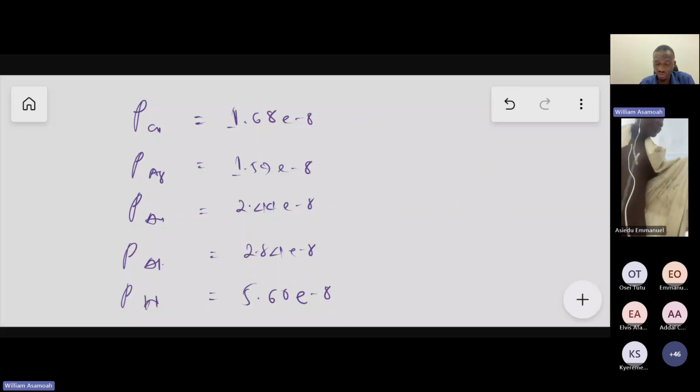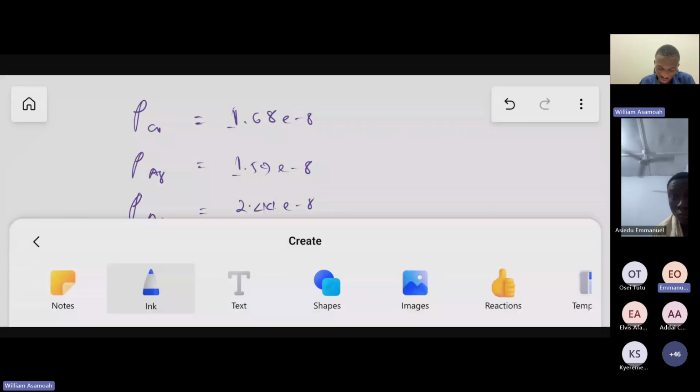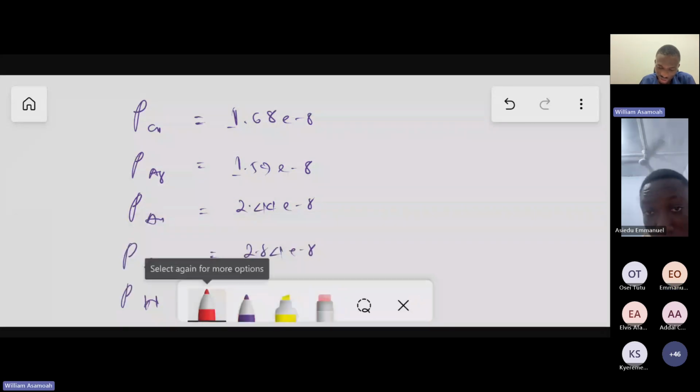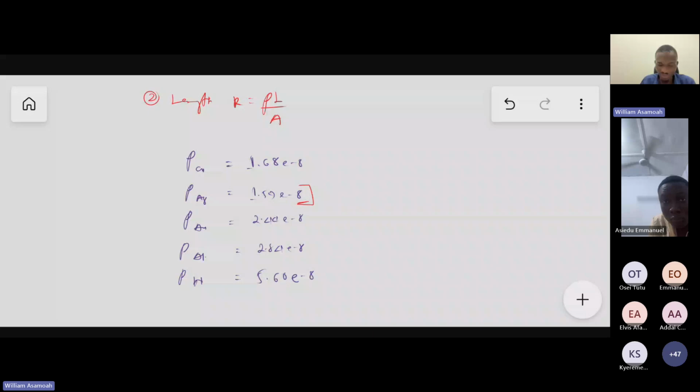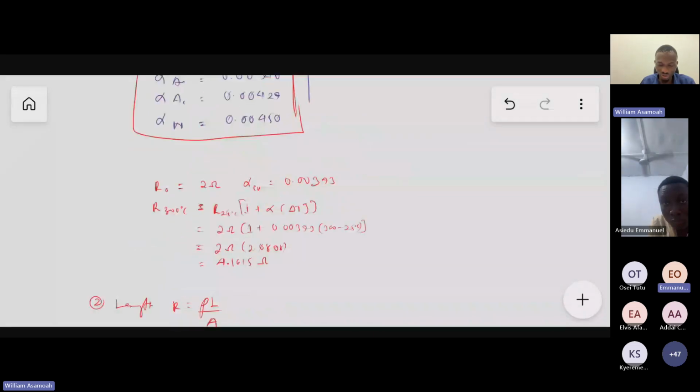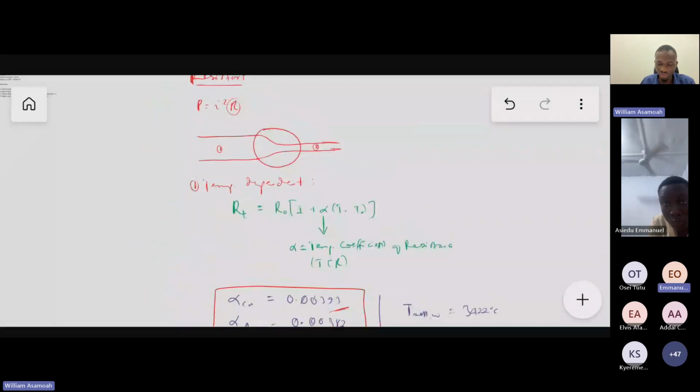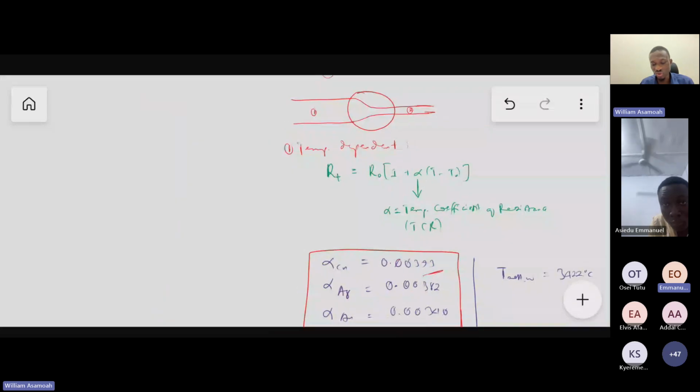Okay, when we look at it carefully, we can see that copper is having 1.68 times 10 to the power -8, but silver, you can see silver is having the least, right? 1.59. Then tungsten is having the highest of all these 5 elements. Now, these two things are very, very important. Temperature and length, very, very important. How do you mechanical engineers apply this in your working life?